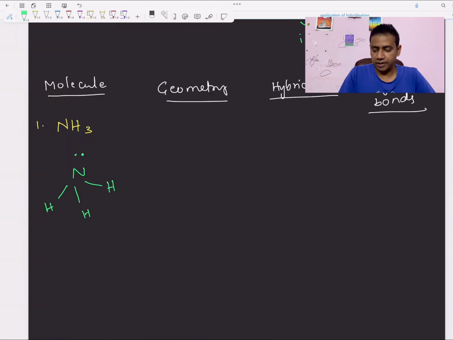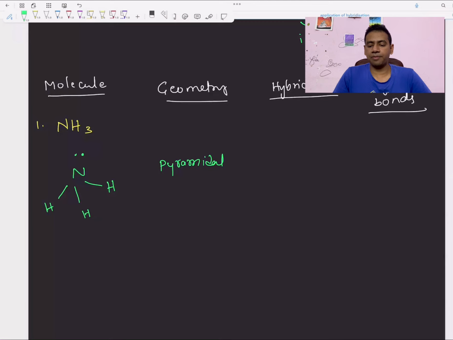Nitrogen has a lone pair and 3 NH bonds. According to VSEPR theory, 4 electronic domains, it could be a tetrahedron, but one of the electronic domains is a lone pair. Consequently, it occupies one of the corners of a tetrahedron. The molecular geometry now turns out to be pyramidal. So what do we call this geometry? We call it pyramidal. So the ammonia molecule has a pyramidal geometry.